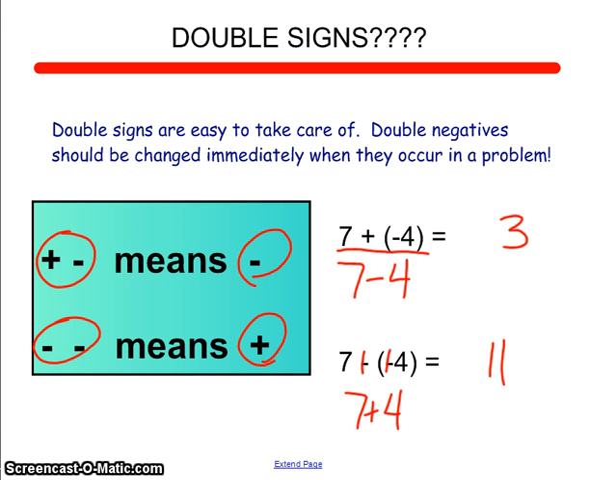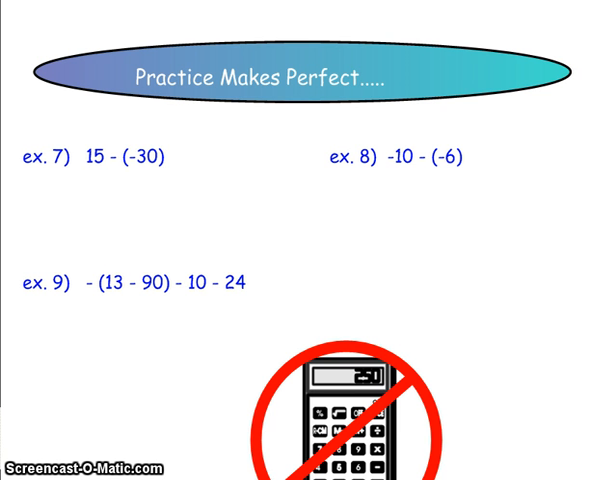Okay, so let's try a few more examples just to be sure you're ready. And again, no calculators. Example 7, we have 15 minus negative 30. Hopefully the alarm is already going off in your head. I said minus negative. We don't like minus negative. We're going to change those to positive. 15 plus 30. Adding those together, 5 plus 0 is 5, 1 plus 3 is 4, and we get an answer of 45.